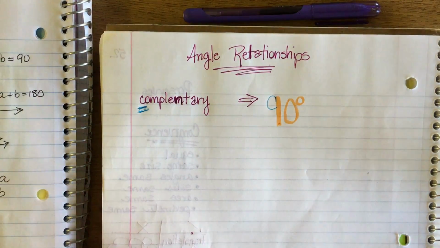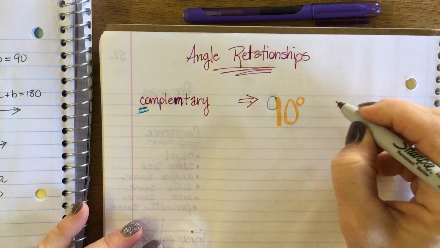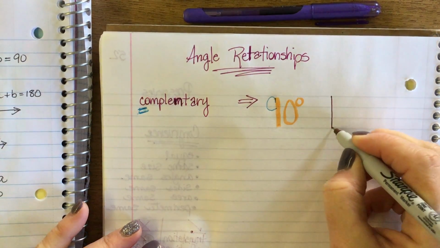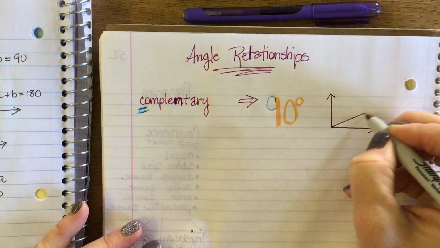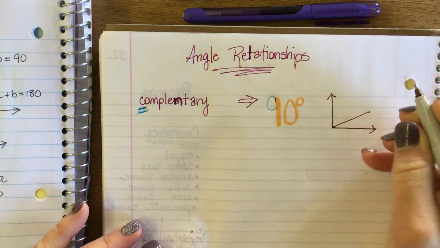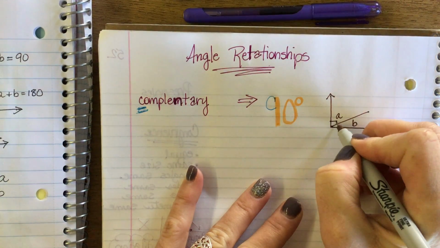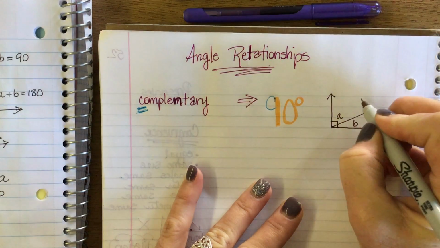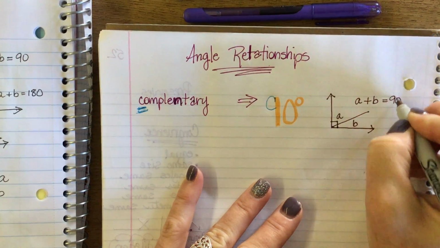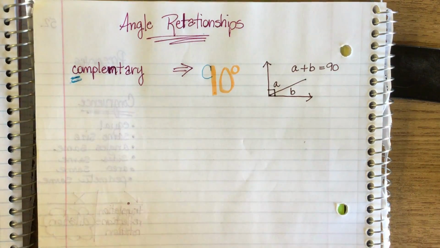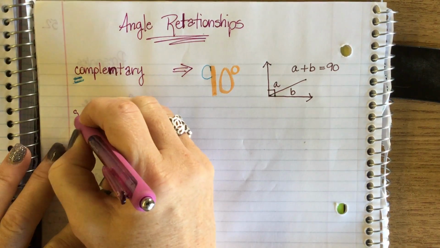A complementary angle, or complementary angles, are those that when you add them up, it doesn't matter where they are. If I have 2 acute angles right here, if I have A and B, if it is a right angle, A plus B must equal 90. Okay? Oh, sorry, I was off. All right, the second one was supplementary.